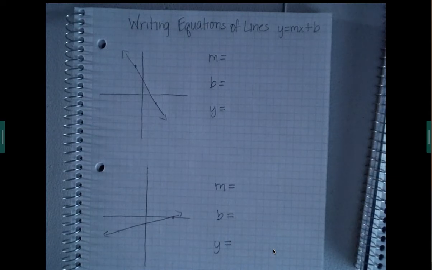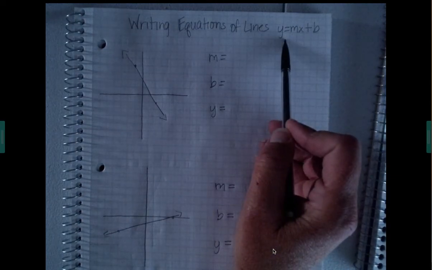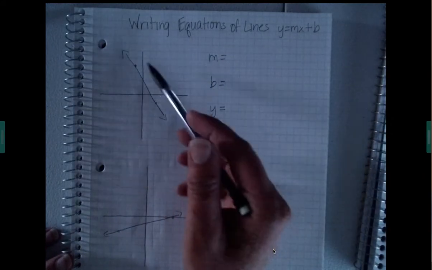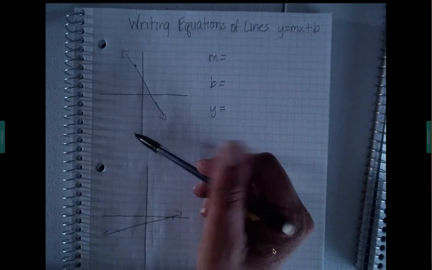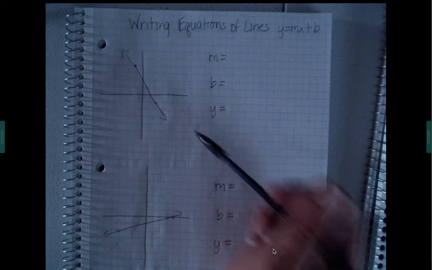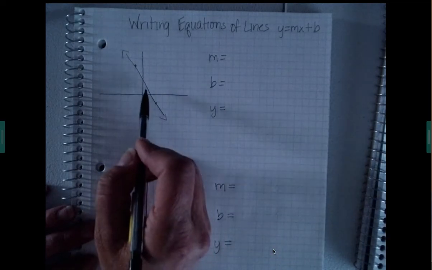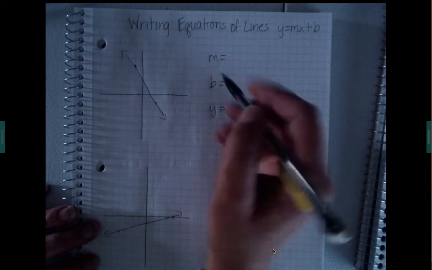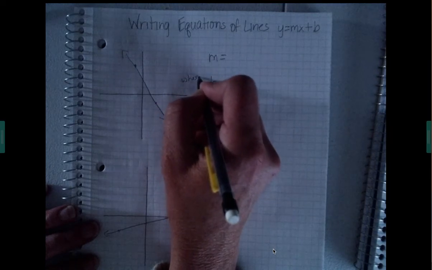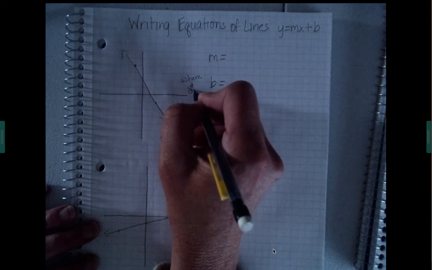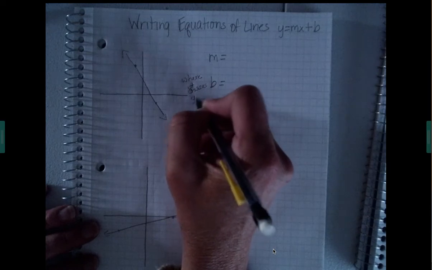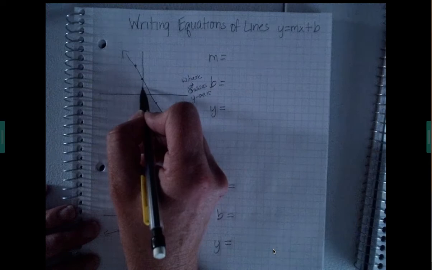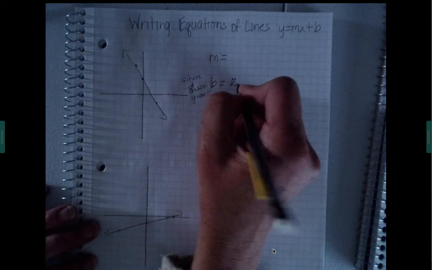So all we're doing is writing our equation in slope-intercept form, so y equals mx plus b. When we have our line, we need to find our y-intercept and our slope, and then we can write it. Sometimes it's easier to find your y-intercept. And remember, your y-intercept is where it crosses the y-axis. So we can see that it crosses right here, and that's at positive 2.